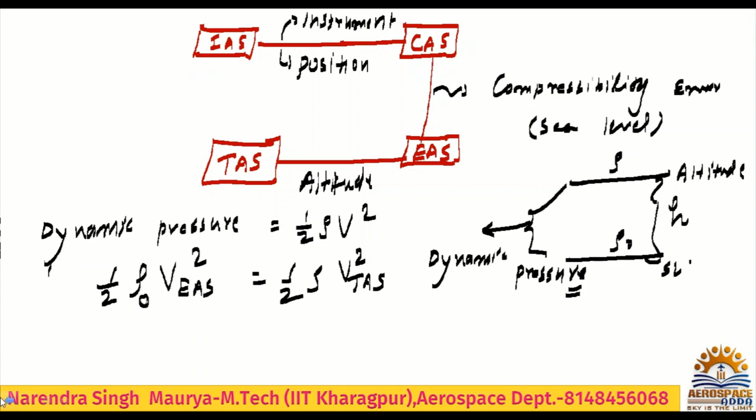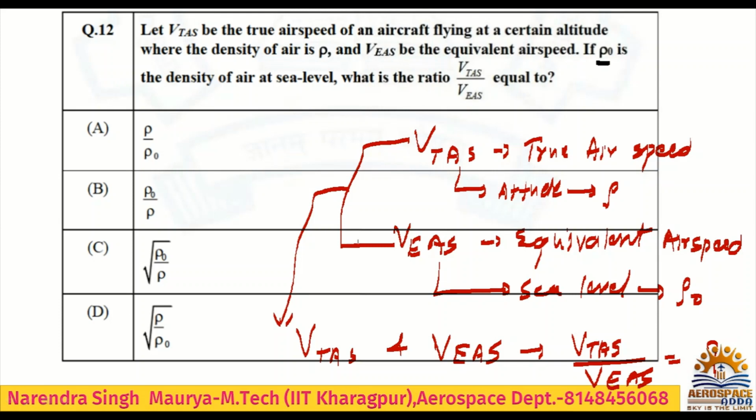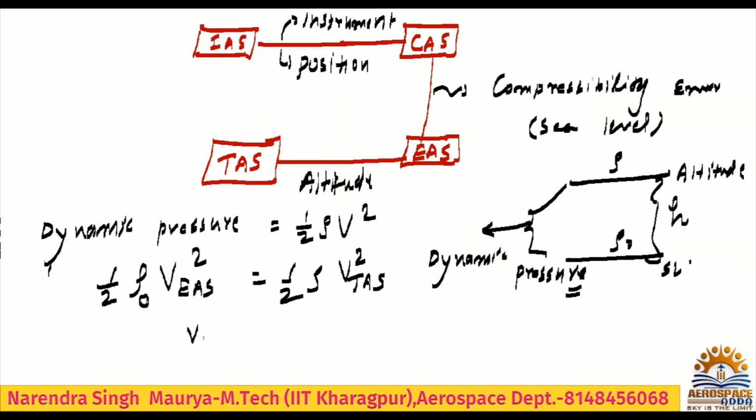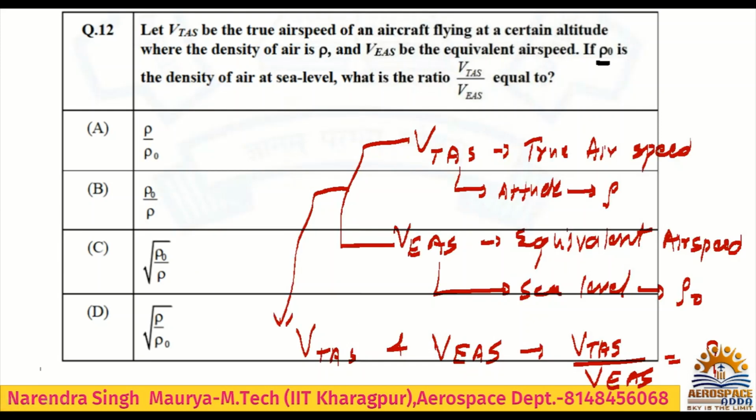Okay, what ratio are they asking here? They are asking true air speed to equivalent air speed. So we will write true air speed to equivalent air speed. Check, all values will be cancelled out, like the 1 by 2. True air speed divided by equivalent air speed, you may get root of rho naught divided by rho. Yes or no? So check which option is correct. Root of rho naught by rho, this is option C. All right, so this is the correct answer.